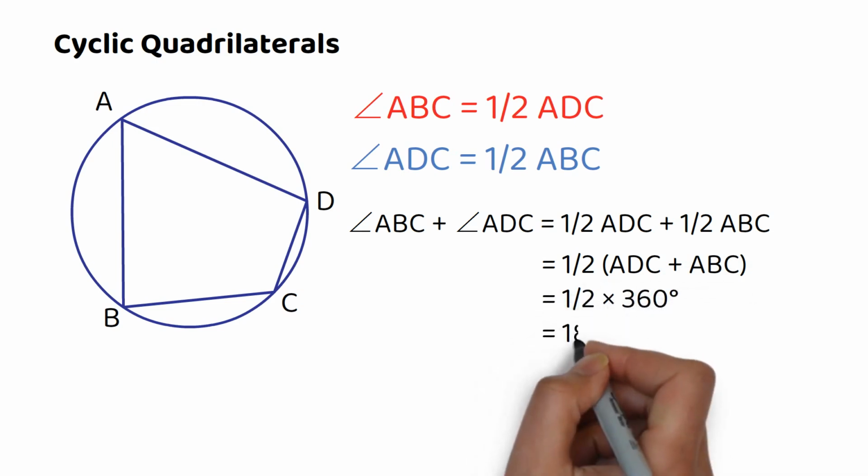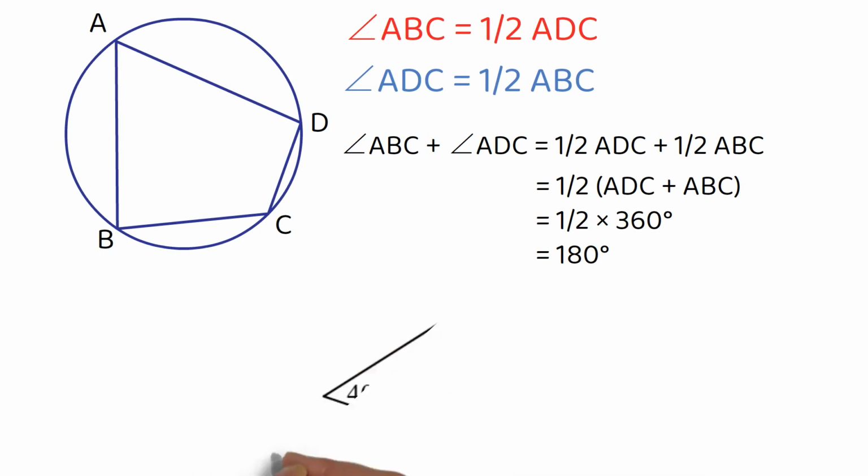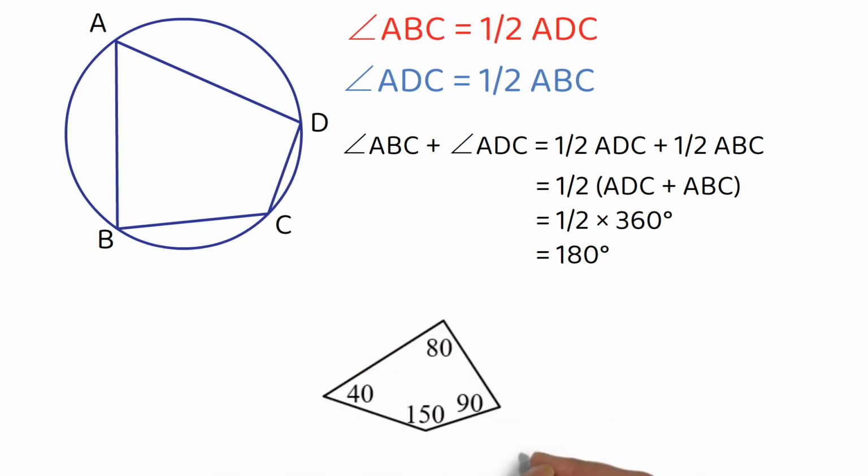Here we use the fact that these 2 arcs together are a full circle, which means that their measures have to equal 360 degrees. For example, this quadrilateral is not cyclic, since its opposite angles do not add up to 180 degrees.